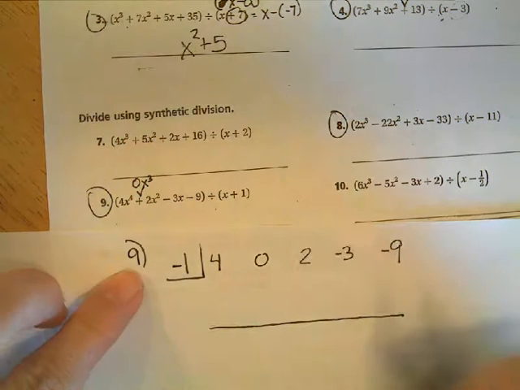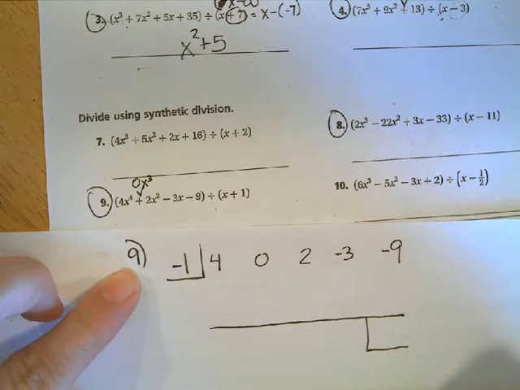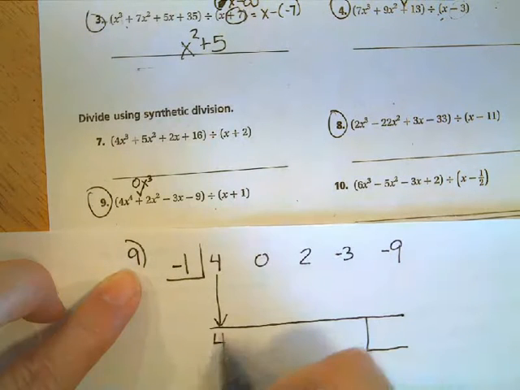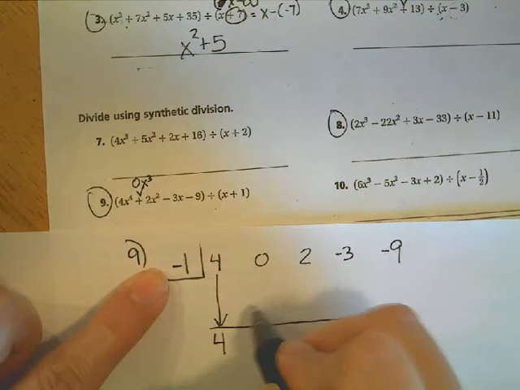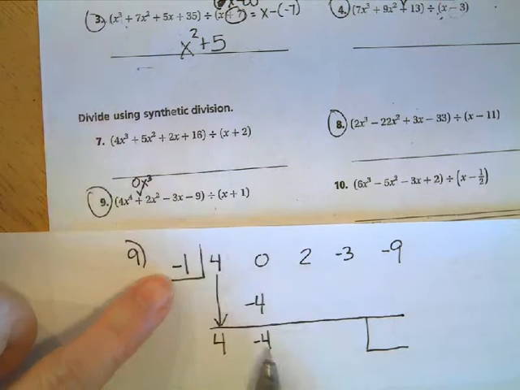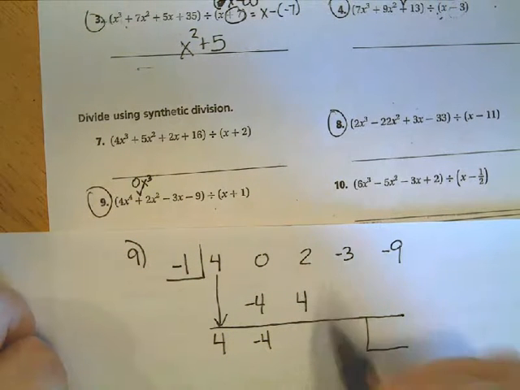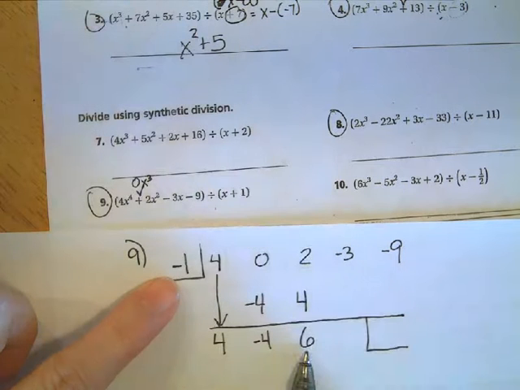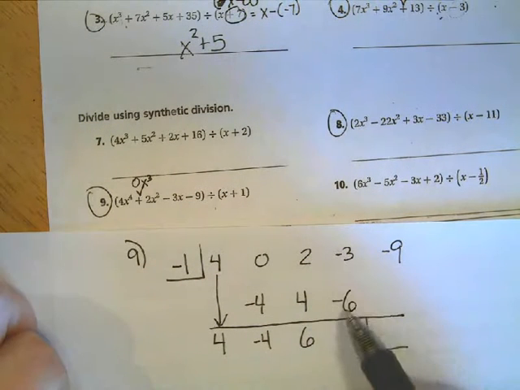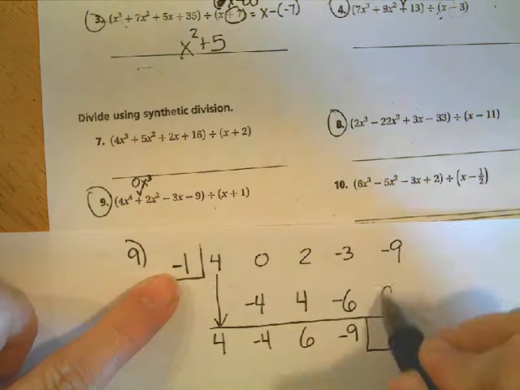Draw in your remainder box underneath your last coefficient and start your synthetic division. Bring down your 4, multiply, and combine, multiply, and combine, multiply, and combine. One more time, multiply, and combine.